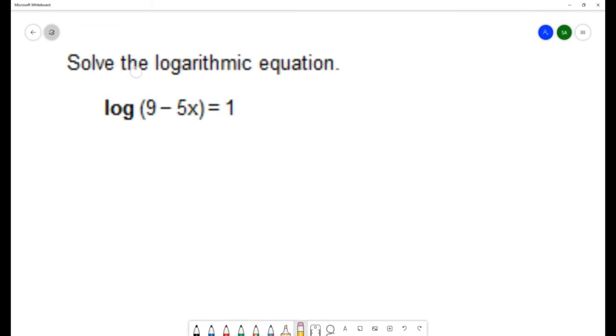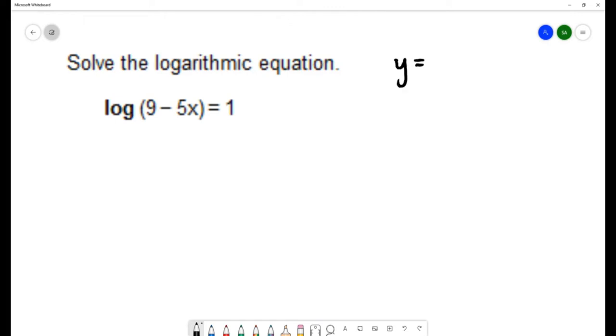On this question, we want to solve the logarithmic equation log of 9 minus 5x equals 1. So when I'm solving a logarithmic equation, I want to pay attention to whether I have log on one side of the equation or log on both sides. This one has log only on one side, so I'm going to use the method of converting to an exponential. So that's using the definition of a log.